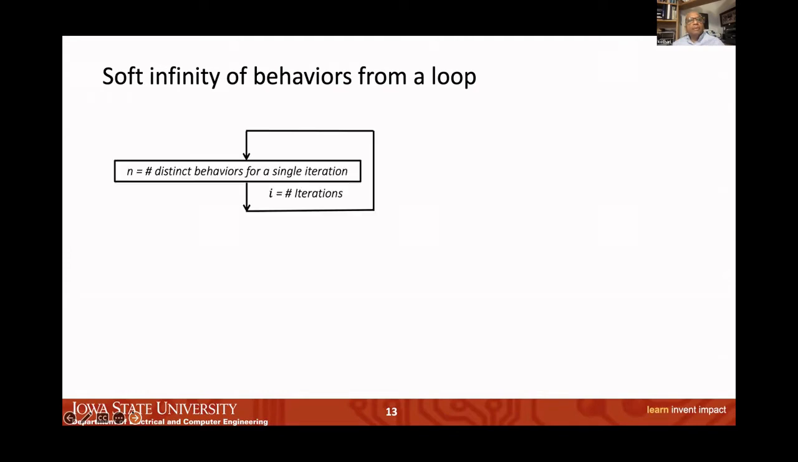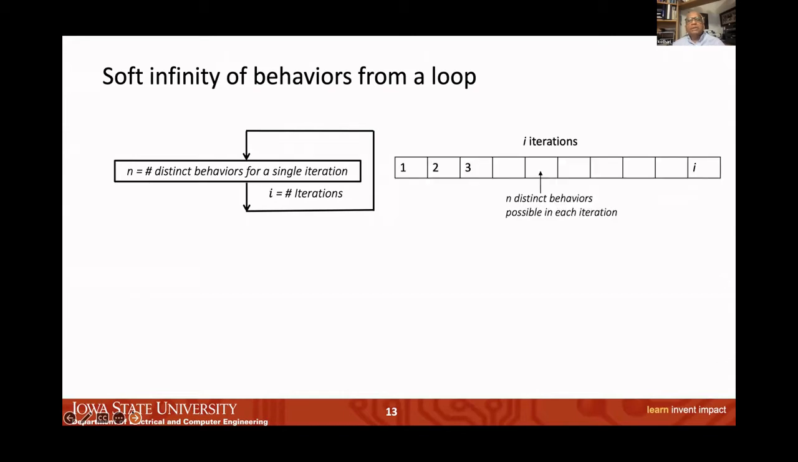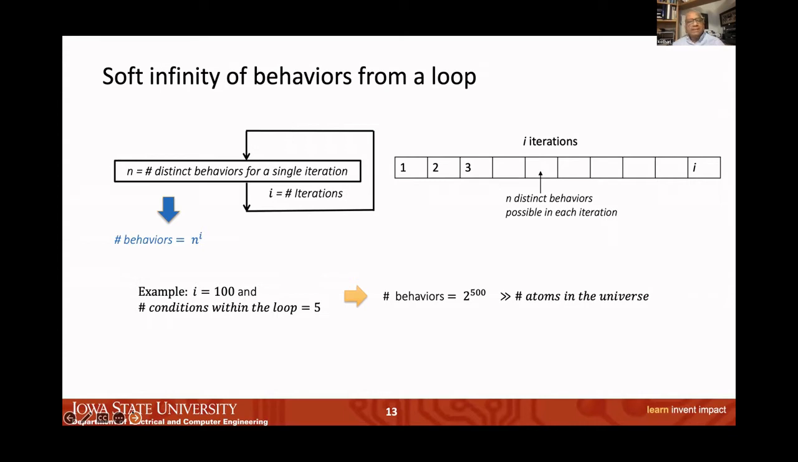For example, a loop may have I iterations, and for each iteration, let's say that there are n distinct possible behaviors. Inside the body of the loop, there can be branch conditions, and each branch condition creates 2 possibilities. So if we have 5 branch conditions, the number of possible behaviors in a loop iteration will be 32. And so if we have I iterations and n possibilities for each iteration, we get n to the power I behaviors in a loop. So if we have 100 iterations and 5 conditions within the loop, we get 2 to the power 500 behaviors, which is a very large number, much larger than the number of atoms in the universe.